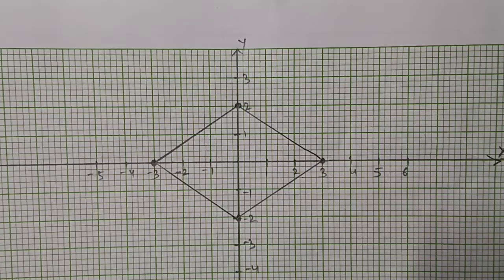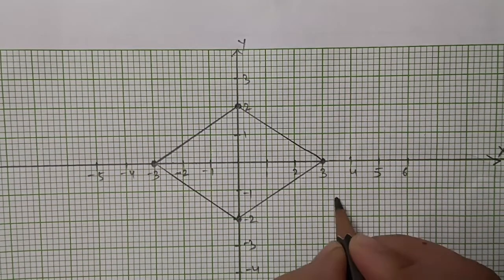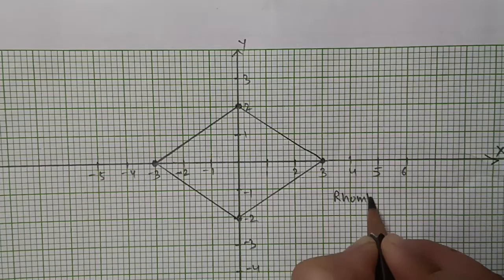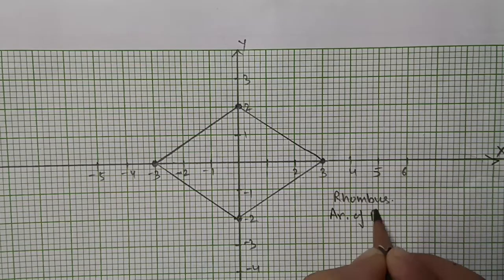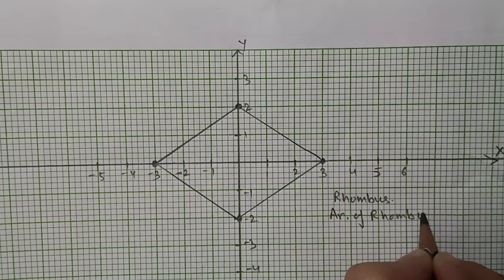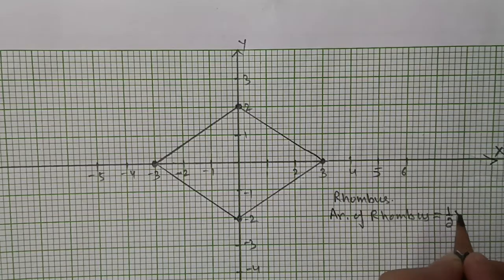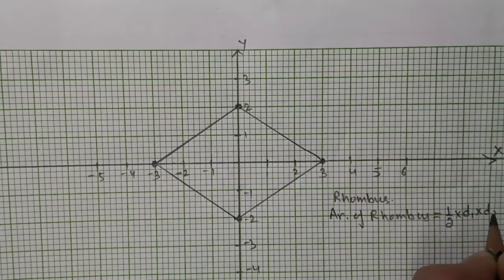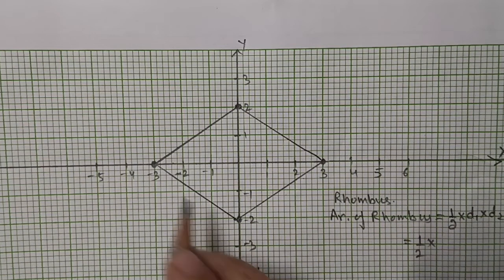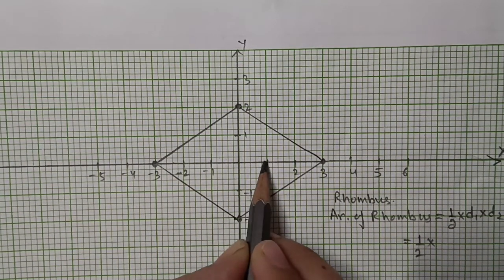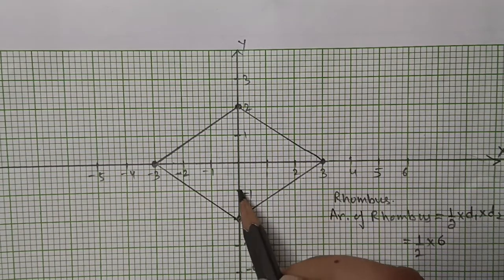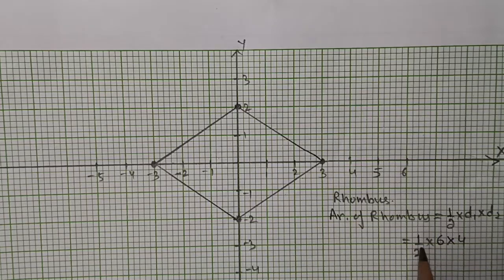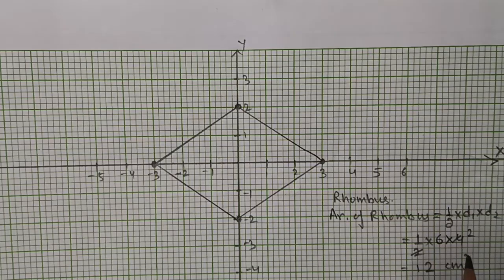And we have to tell which figure we got. So this figure is a rhombus, and you have to find out the area also. Area of rhombus is equal to half times first diagonal times second diagonal. So first diagonal you can count 1, 2, 3, 4, 5, 6 units. Second diagonal 1, 2, 3, 4 units. Cancel out, 6 into 2, 12 centimeter square.